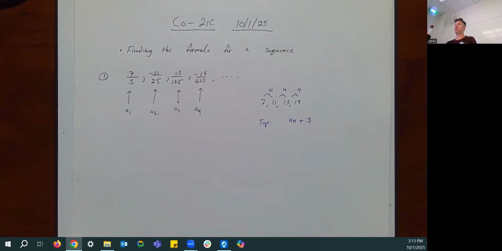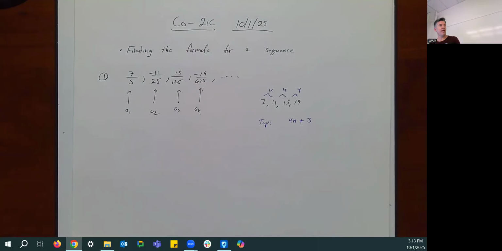And I'll check. If n is 1, I get 7. If n is 2, I get 8 plus 3, which is 11. If n is 3, I get 12 plus 3, which is 15. It looks like it's working out just fine. So in general, if you're increasing by the same amount each time, you need that number multiplied by n. Because n is increasing by how much each time? 1. So if I want to increase by 4 every time, and n is increasing by 1 every time, I need to multiply n by 4 to increase by 4 every time.